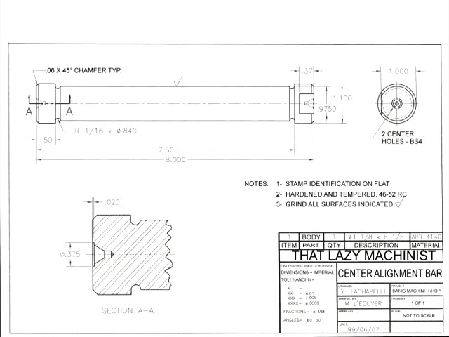But that's not all that's going on in this drawing. We also have notes, and on this drawing we have 3 notes. Stamp identification on flat; number 2, hardened and tempered 46 to 52 Rockwell; and number 3, grind all surfaces indicated by this symbol. Notes are important and must be read. They aren't part of the dimensioning of the drawing, and they aren't part of the drawing itself. So things that need to be indicated to the reader that aren't part of the drawing appear as notes. But it's important to keep the notes to a minimum. This is not a text, it's a drawing.